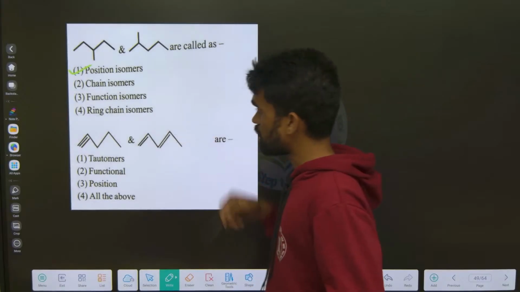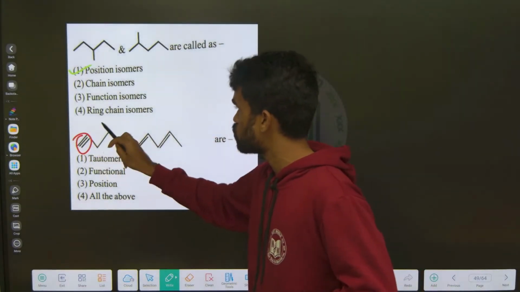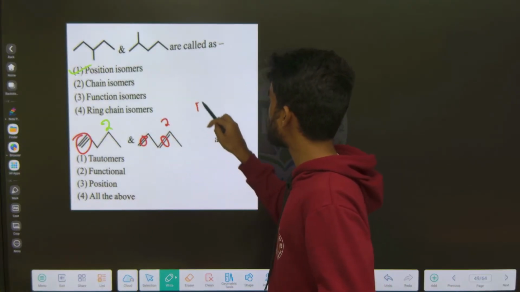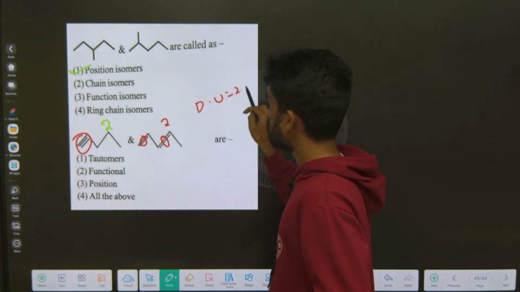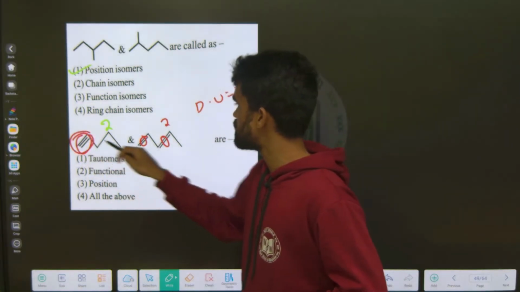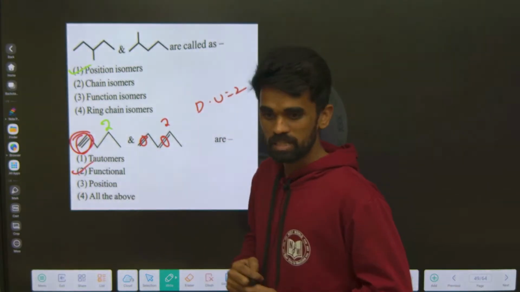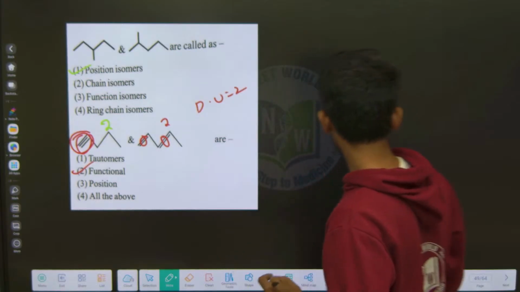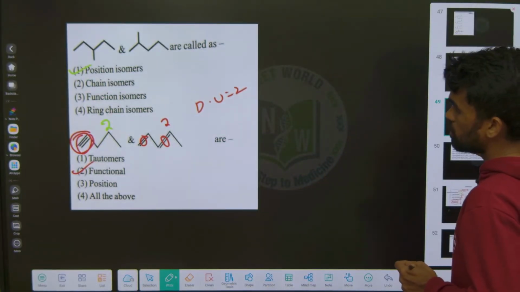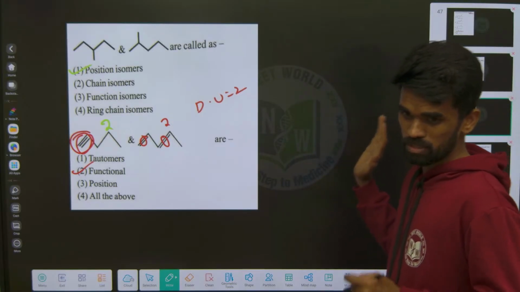Both of them, how many pi bonds do we have in the structure? Pi bonds, I am asking, 2. Here also how many pi bonds? 2. So it means its degree of unsaturation is 2 and the molecular formula will be the same. But this is an alkyne, this is an alkene, so they are functional isomers. Clear now? Right. Next. Tautomerism is possible for them, yes, but we are not discussing tautomerism here.